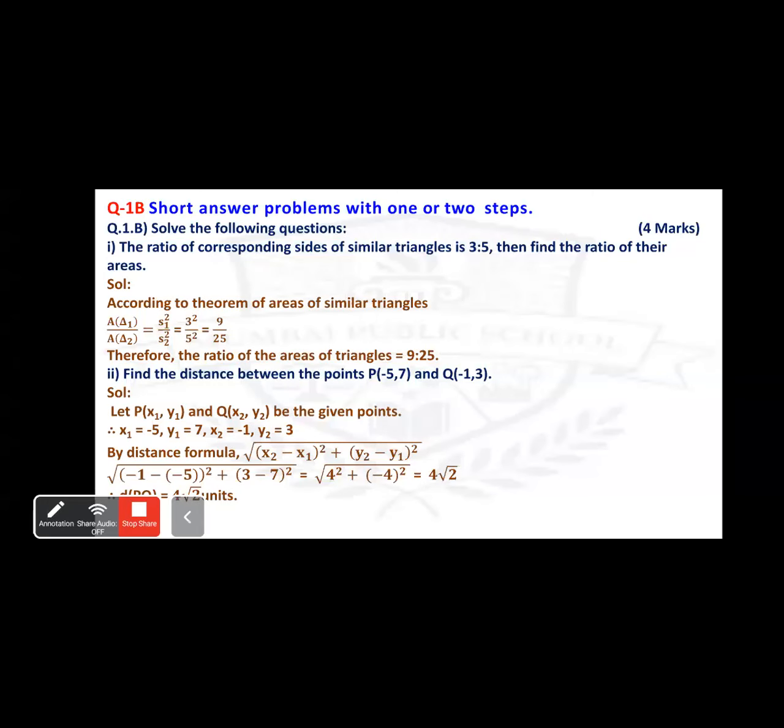Yes, question number 1. In the first question, the ratio of corresponding sides of similar triangles is given. You have to find the ratio of their areas. So we apply the theorem of areas of similar triangles, that is the ratio of the area of triangle 1 to triangle 2 is equal to s1 square upon s2 square. Their ratio is given as 3:5, so the answer is 9:25. And in the second question, 2 points are given, P and Q. You have to find the distance between these 2 points. So here we apply the distance formula and then we find the distance PQ.